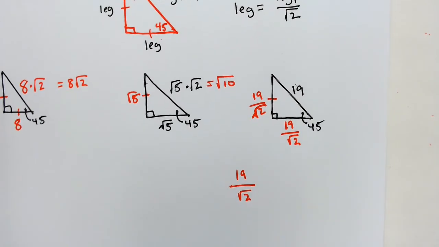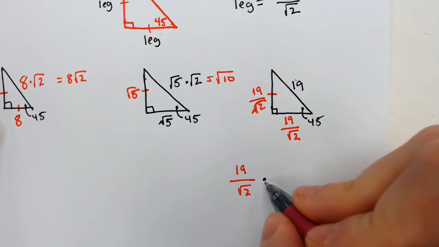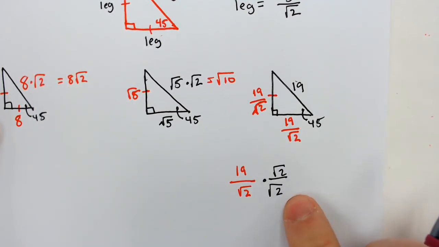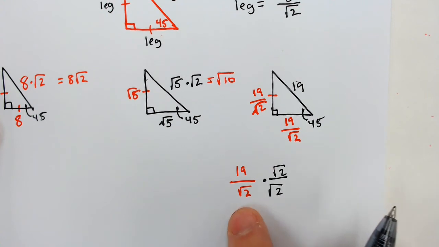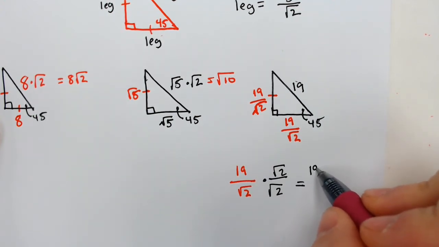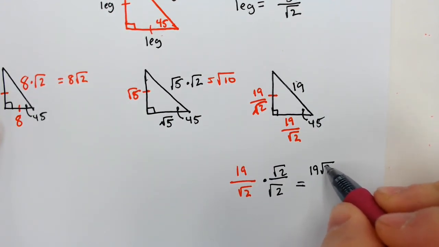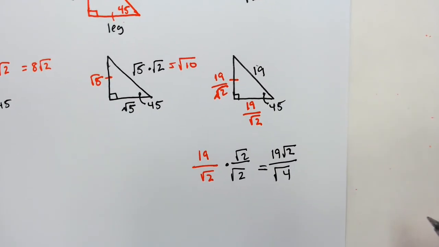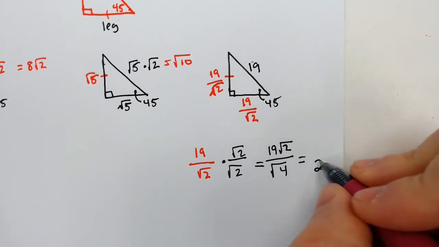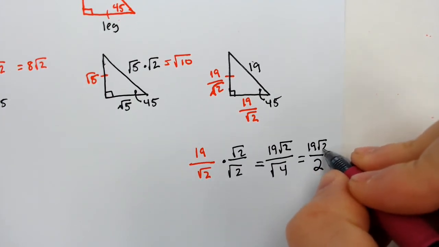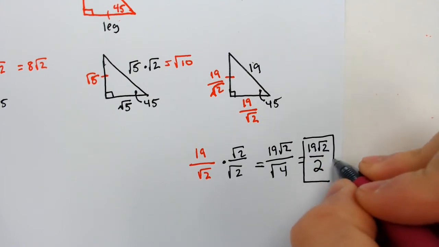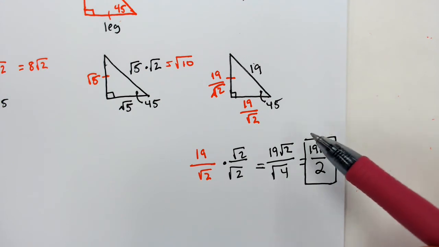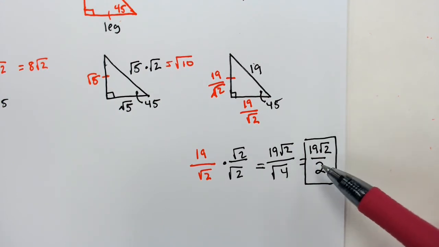In order to get it off of the bottom of the fraction, we will have to multiply by 1, but a very special version of 1 called square root of 2 over square root of 2. You just multiply by whatever's on the bottom. That would give you 19 square root of 2 on the top, but it would be the square root of 4 on the bottom. And the square root of 4 is 2. So we get 19 square root of 2 over 2. A lot of times, 19 will divide by 2, but in this case it doesn't. If it were 18, we would in fact divide that by 2.